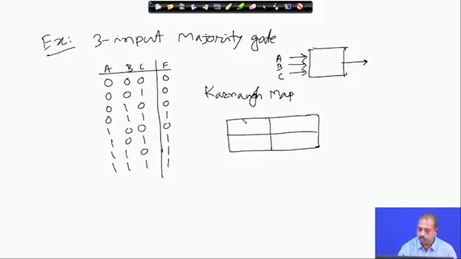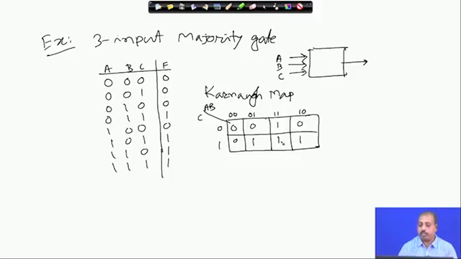On one side we put the variables A, B, on the other side we put the variable C, and these are the combinations: 0 0, 0 1, 1 1 and 1 0. And this is 0 and this is 1. Now, the output for 0 0 0 is 0, for 0 0 1 it is again 0, 0 1 0 is also 0, 0 1 1 is 1, then 1 0 0 is 0, 1 0 1 is 1, 1 1 0 is 1 and 1 1 1 is 1. So, this is the Karnaugh map.